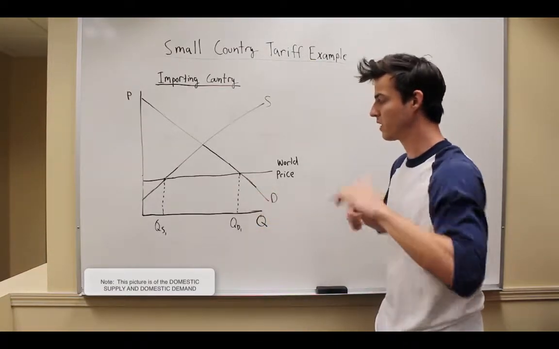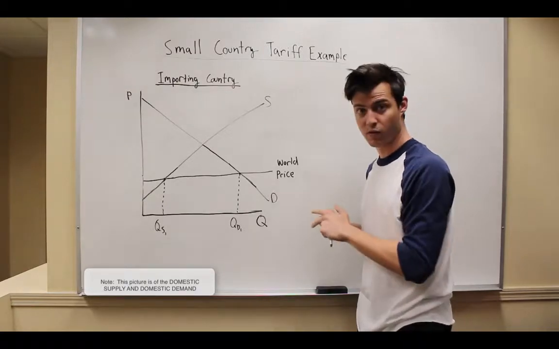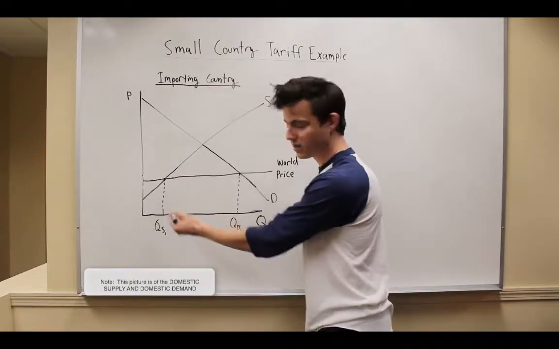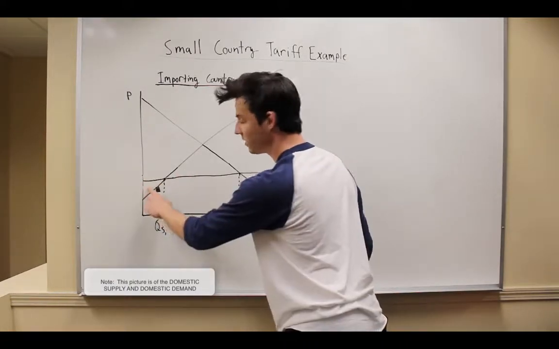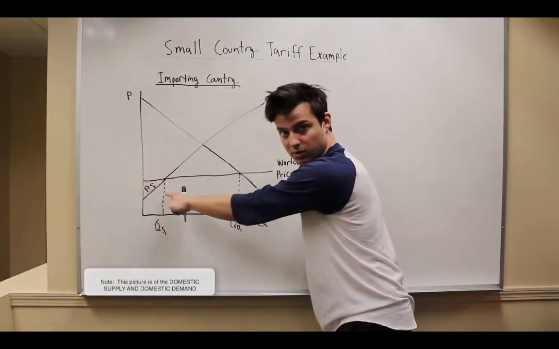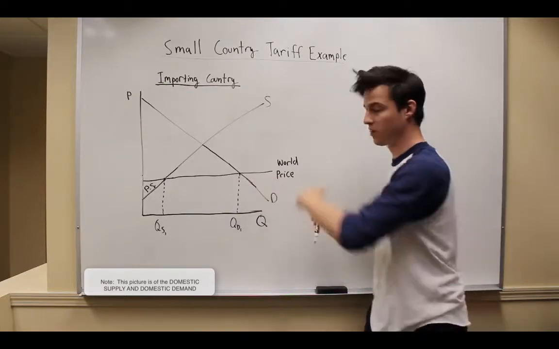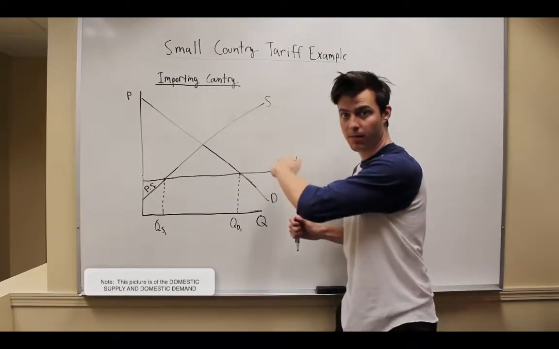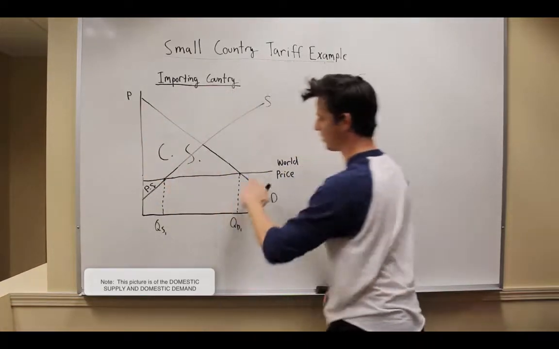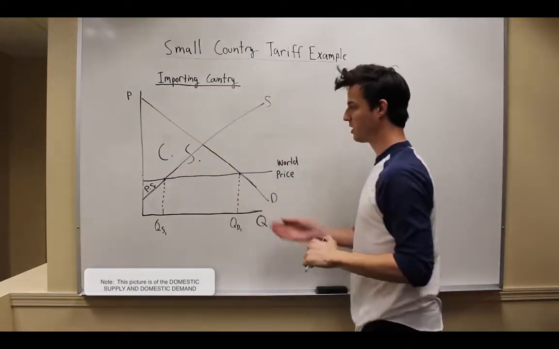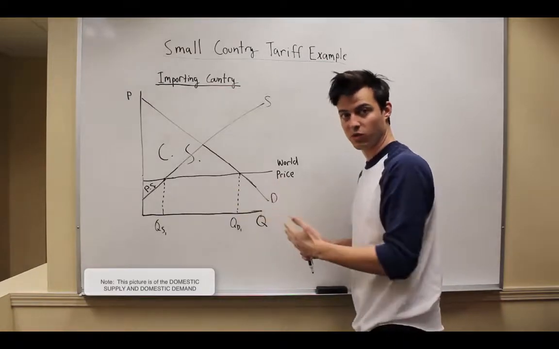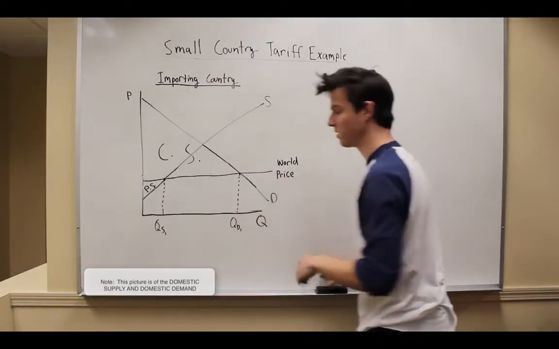And with this price, we can find producer and consumer surplus before the tariff is imposed. We know our producer surplus is the area below the price and above the supply line, which will be this small triangle right here. That's our producer surplus. Consumer surplus is going to be the flip side of that. It's going to be the area above the price and below the demand line, which is going to be this much larger triangle, which takes up this whole area. So we see before the tariff is imposed, consumer surplus is much larger than producer surplus because the world price is lower than the equilibrium price in the market.